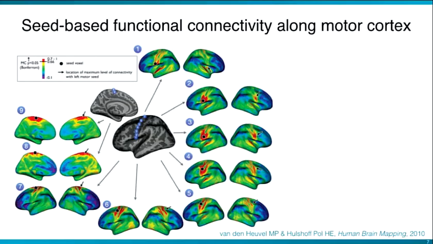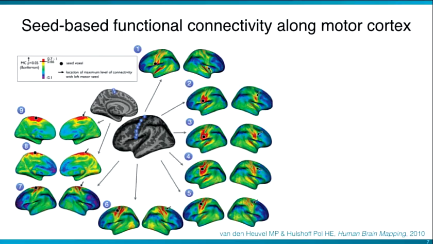Okay, so to go back to the simplest way that we could approach this problem, if we want to understand ways in which functional connectivity could be used to map topographic patterns along motor cortex, we simply take seed regions along the precentral sulcus here. So this is work by Martin van den Heuvel from about a decade ago now, placing seed regions starting ventrally and moving dorsally.